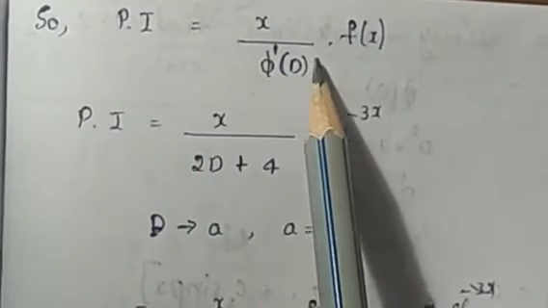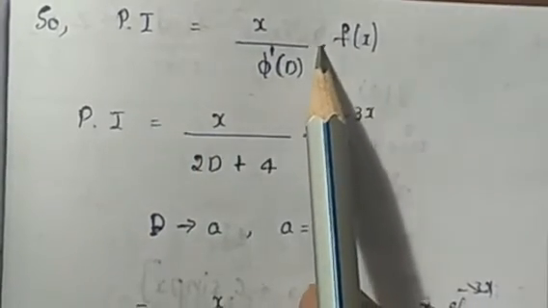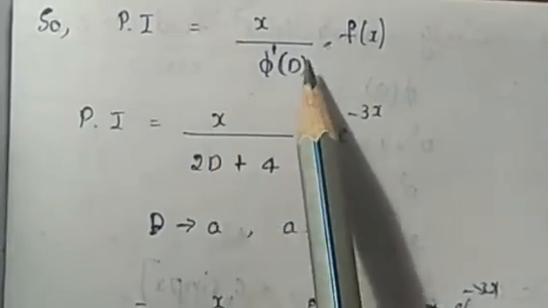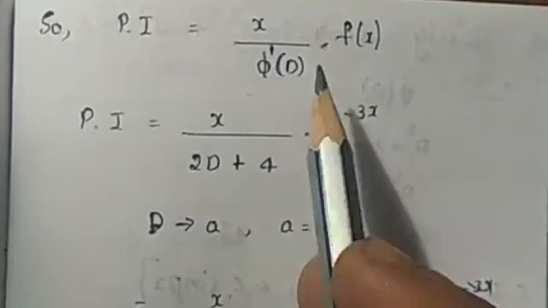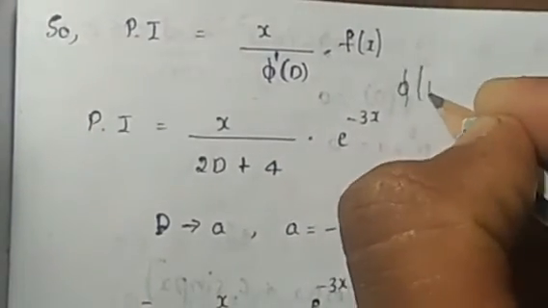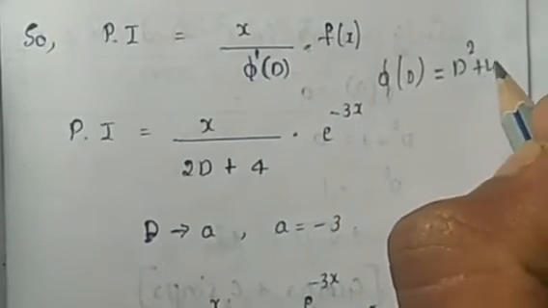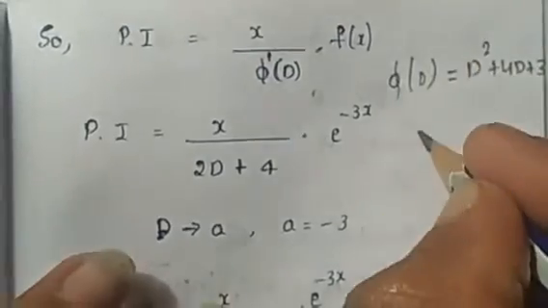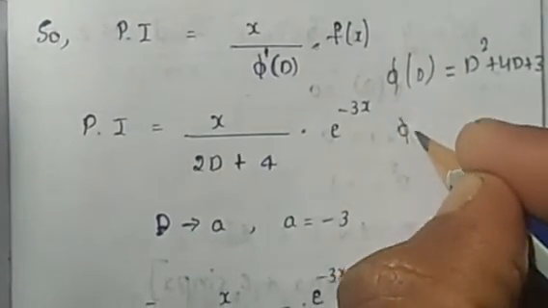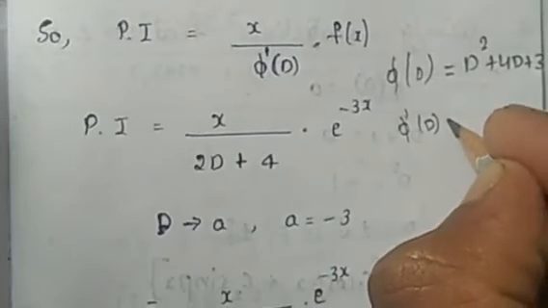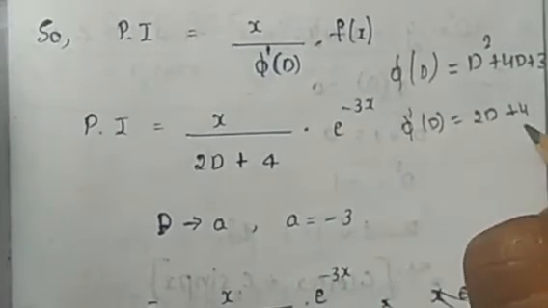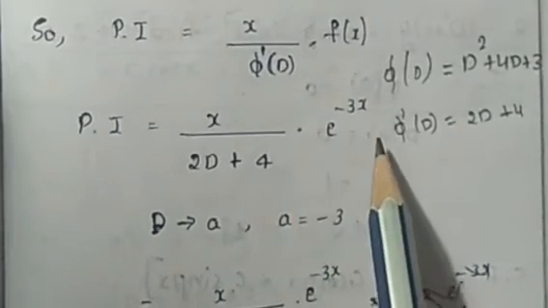So what should we do? We multiply by x on top and differentiate the denominator. So the particular integral is equal to x by pi dash of d into f of x. Pi dash of d is the differentiation of pi of d. What is pi of d? Pi of d is equal to d square plus 4d plus 3. If you differentiate this, you get pi dash of d is equal to 2d plus 4.